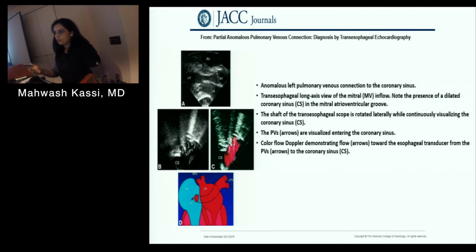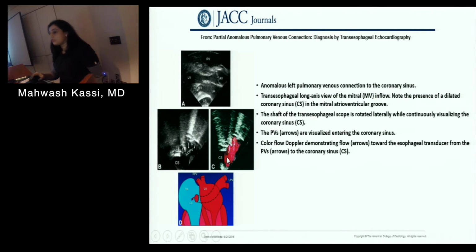So there are obviously different types, because they can drain into various structures, but there is one where there's anomalous pulmonary venous connection to the coronary sinus. Here you see the left upper pulmonary vein, and that drains into the coronary sinus. You see blood flowing here. Anatomically, it's kind of like this, where the left upper drains into the coronary sinus.